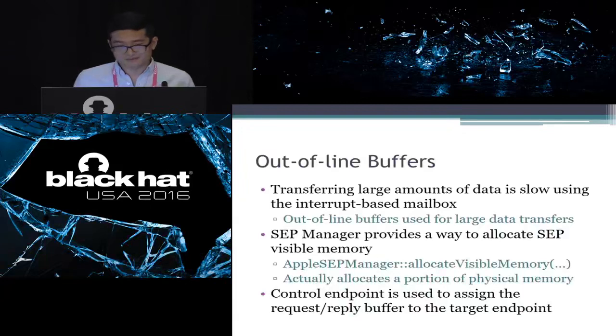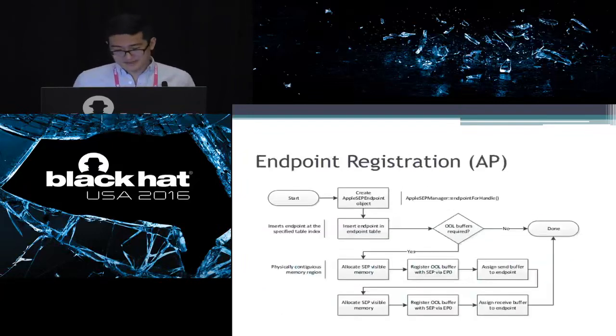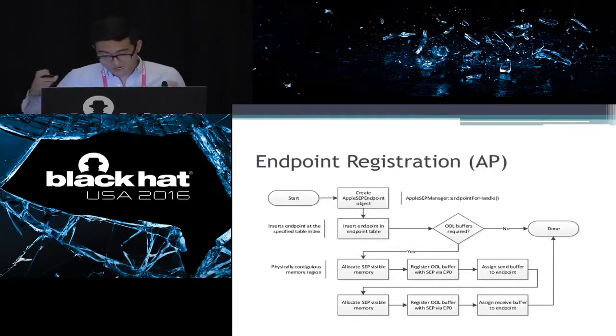So the out-of-line buffers allow the AP to assign certain buffers for the SEP to do that. The control endpoint is used to assign the request and reply buffers to any endpoint, and this is done during endpoint registration. This is a diagram of how that flow works. If an out-of-line buffer is required for a particular endpoint, the kernel will allocate some physical memory and register that physical memory address by sending it over the EP0 for the send buffer and also for the receive buffer.